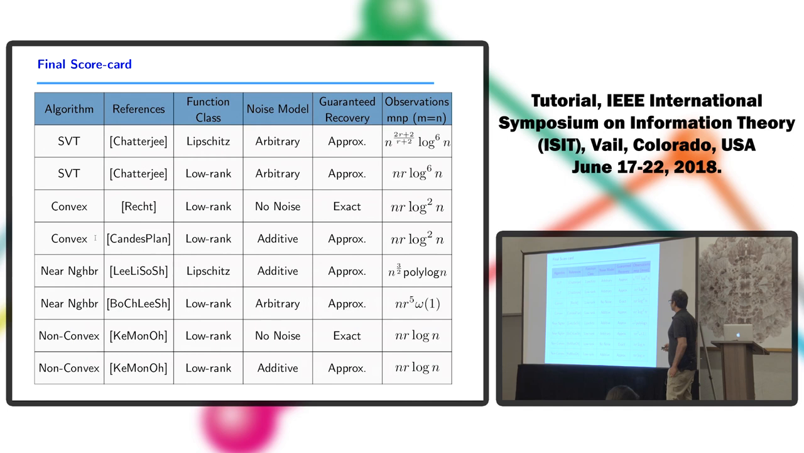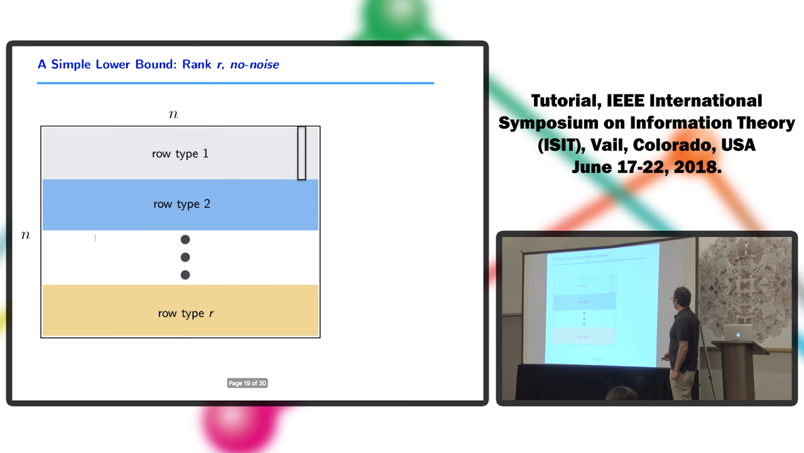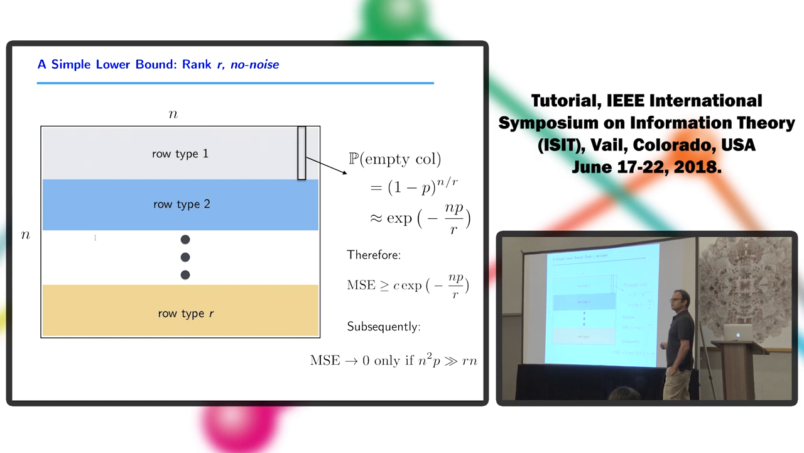All right, so what's beyond? Quickly, a lower bound. How do you see a lower bound? Well, a very simple lower bound: look at a matrix where you take R, let's say, linearly independent rows, and just repeat them N over R times. And then this will quickly tell you that the number of samples must scale faster than N times R. Okay?